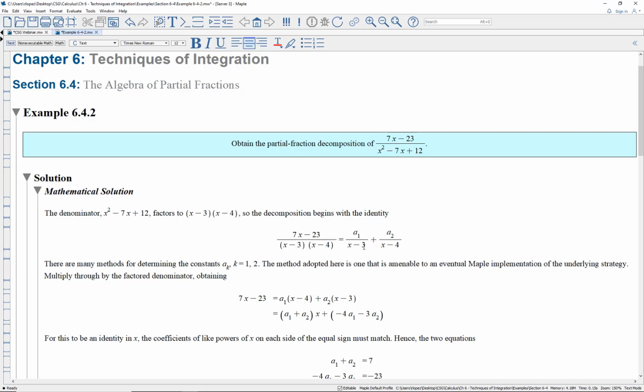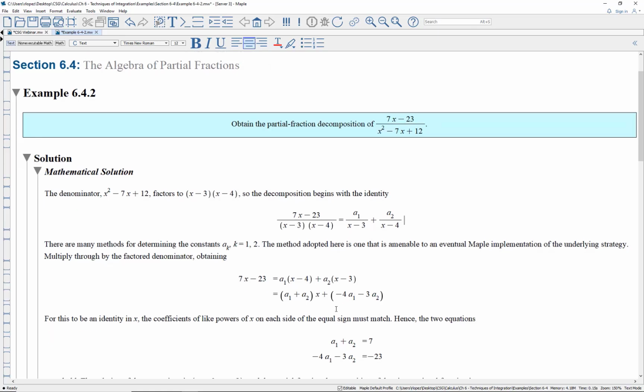So you're going to get cancellation. The x minus 3's cancel, so you get a1 times x minus 4. And over here, you get a2 times x minus 3. And then you collect like powers. So the stuff that multiplies x, a1 plus a2. The stuff that multiplies x to the 0 is minus 4a1 minus 3a2.